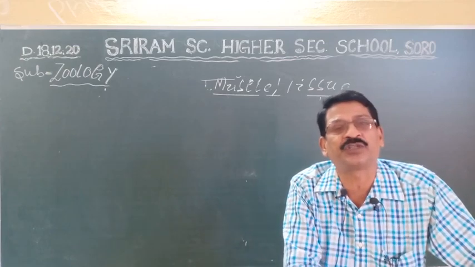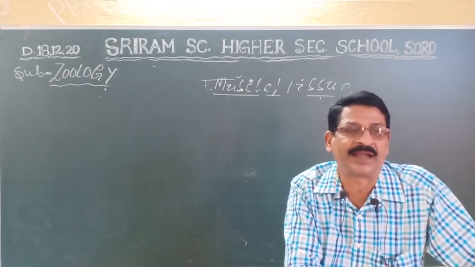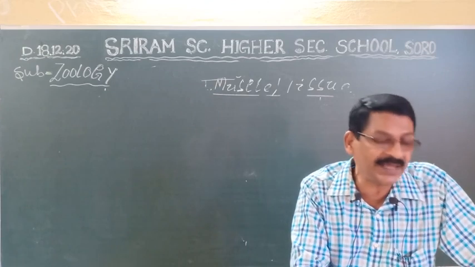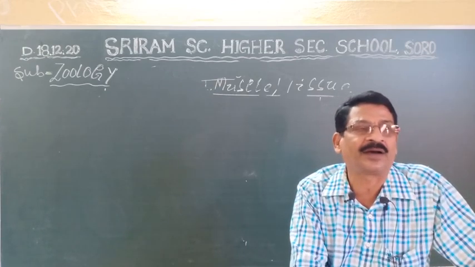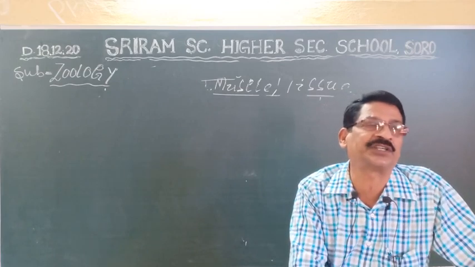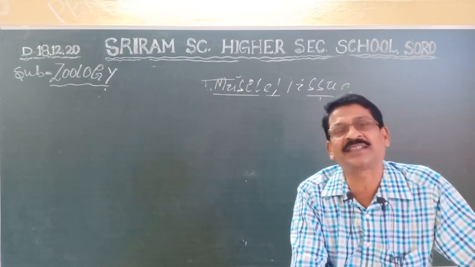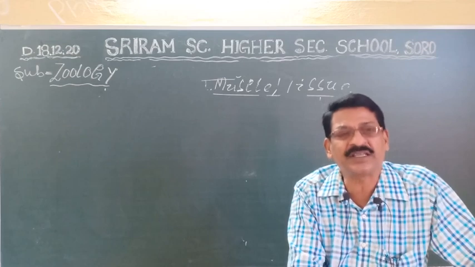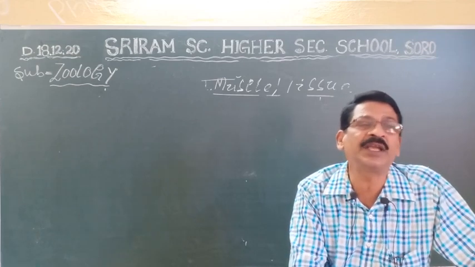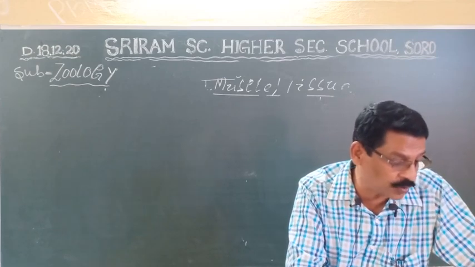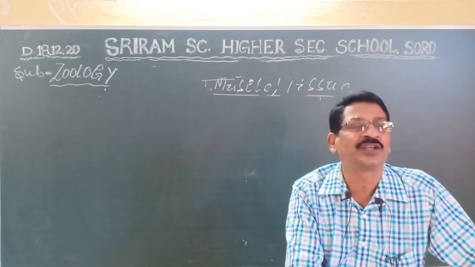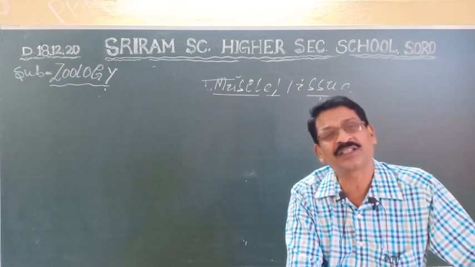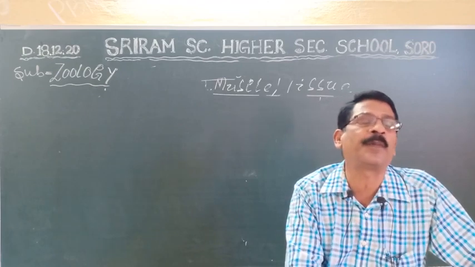Parturition means child delivery. That is when the child is delivered or comes out from the mother's uterus, that process is called parturition. And muscles support the skeleton as well as almost all the body parts.